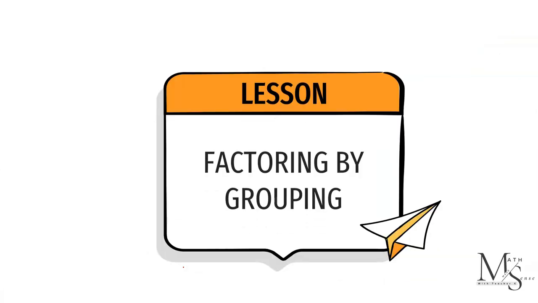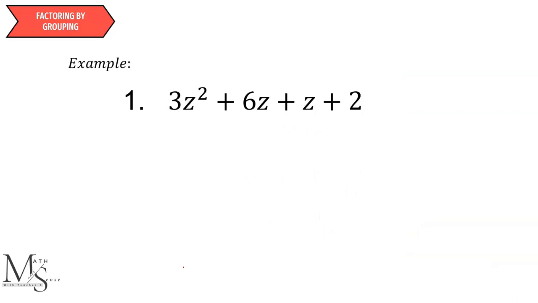For today's lesson, let's talk about factoring by grouping. Factoring by grouping is only applicable to polynomials with 4 or more terms. In order to factor polynomials like this, we need to group the ones with a common monomial factor. Let's have example number 1.